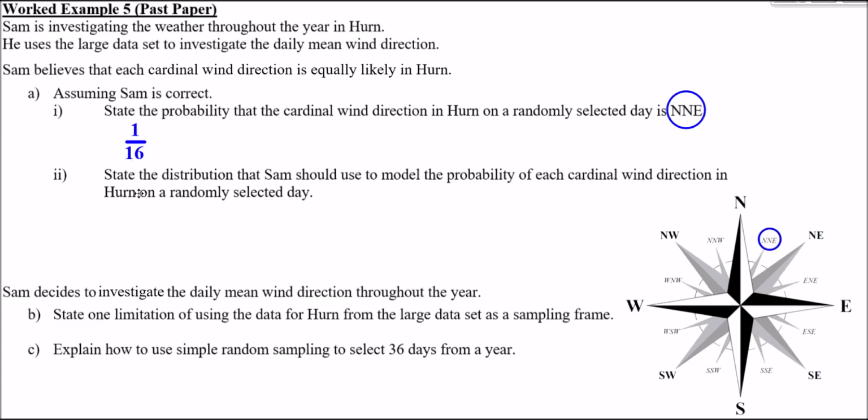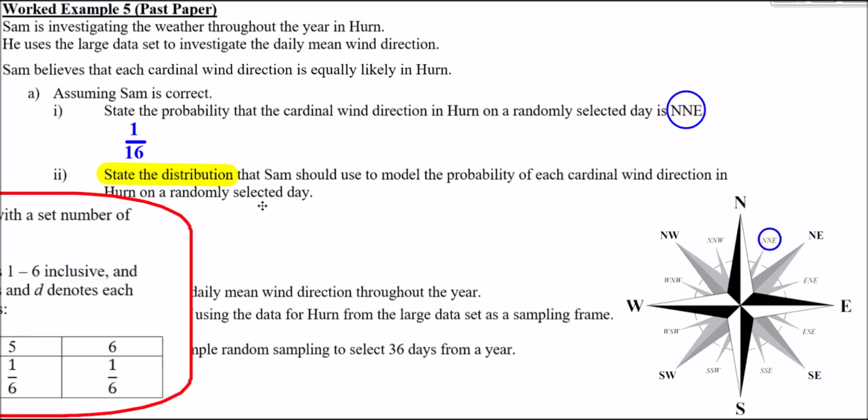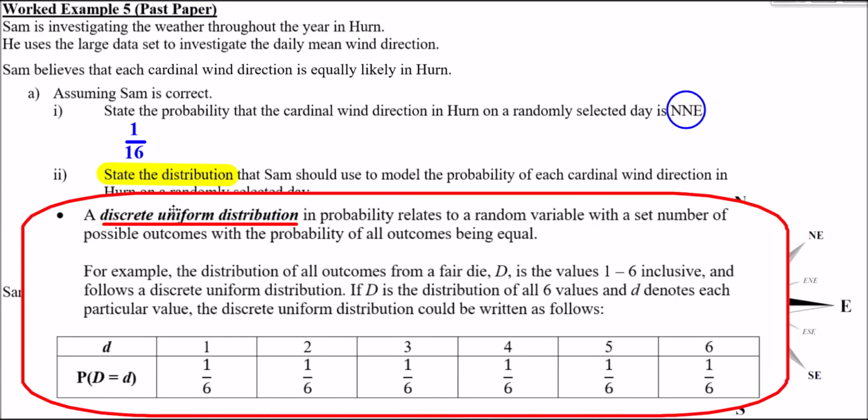Now part 2 isn't actually on the syllabus until later on, but I'm just diving ahead of where we need to be, because it's worth mentioning for a few moments. I've seen this distribution crop up a few times in 1-mark questions. So what distribution is it I'm talking about? Well, this distribution that you could use to model the probability of each cardinal wind direction in Herne on a randomly selected day is called the discrete uniform distribution. It's a special type of distribution where each outcome has exactly the same chance of happening.